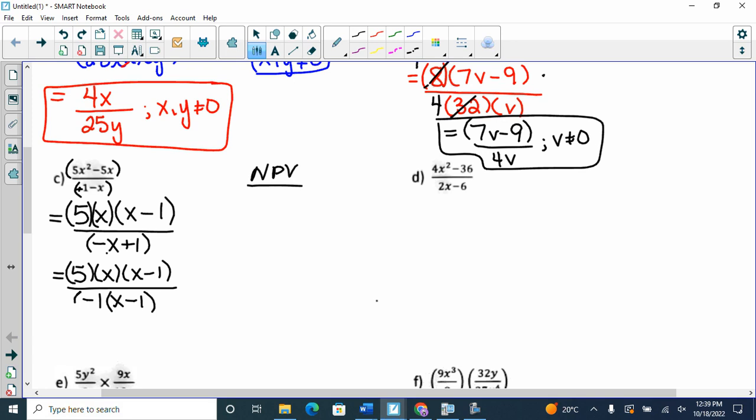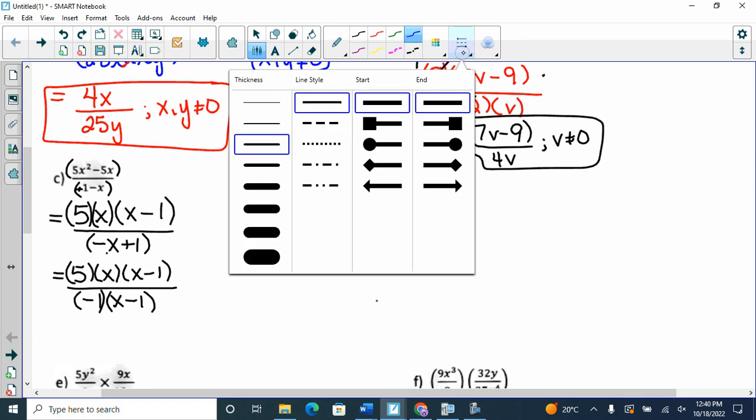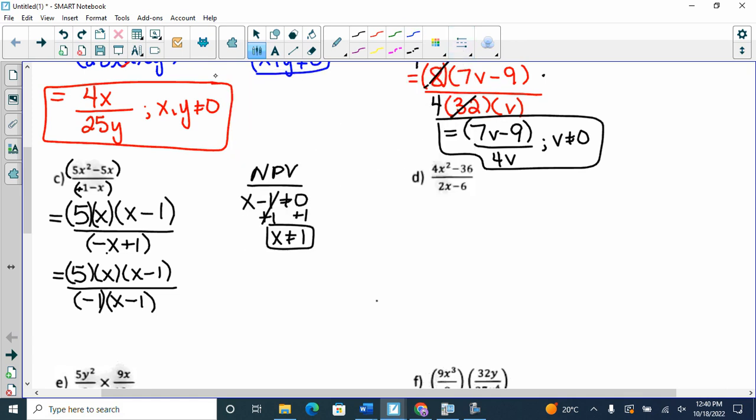So this one, negative 1 is just a number, no problem. I have x minus 1, can't equal 0. Add the 1 over. x can't equal 1. So then I have an x minus 1 and an x minus 1 that can cancel. We agree?